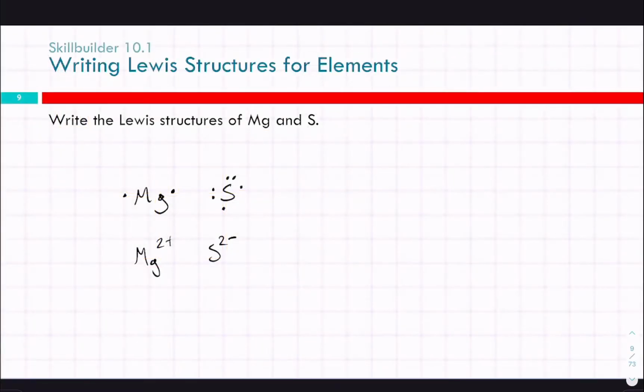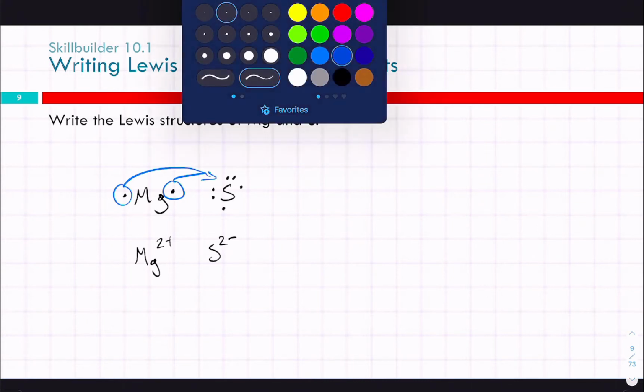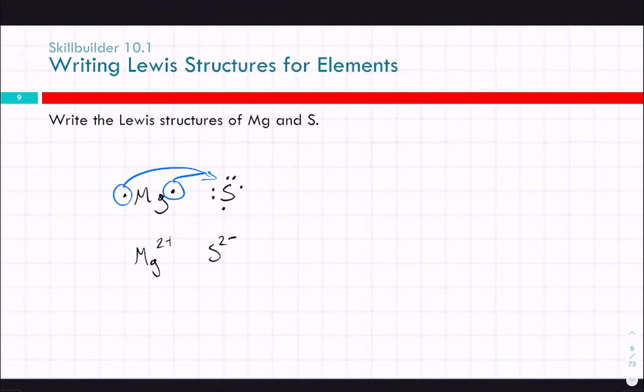So if we take these electrons from magnesium that it wants to get rid of, and we give those to sulfur, then sulfur now has the electron configuration it wants, an octet. Magnesium loses those 2 extra electrons, which opens up the electron shell underneath. And so we can form a bond between those 2. So those 2 electrons become a bond, and this bond is worth 2 electrons. This is an example of an ionic bond.